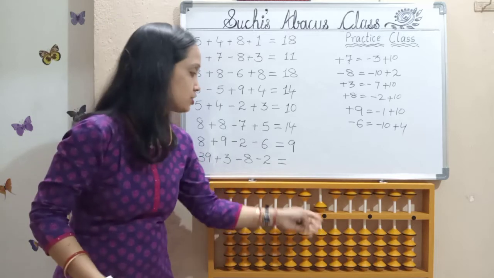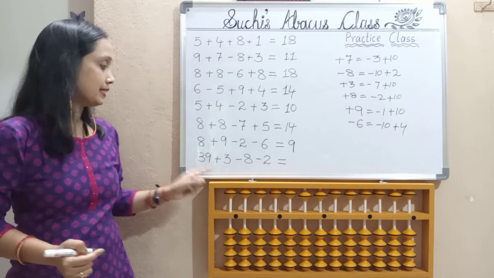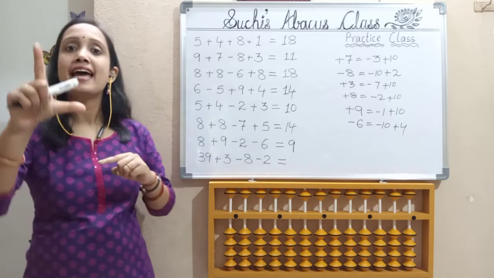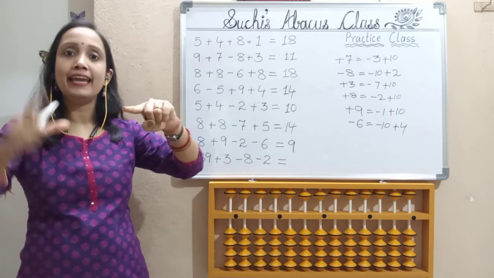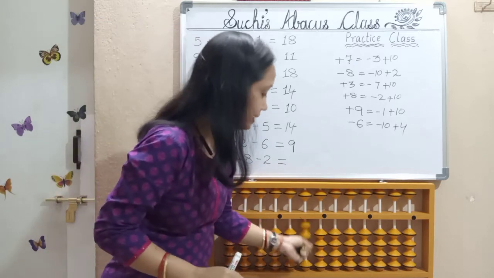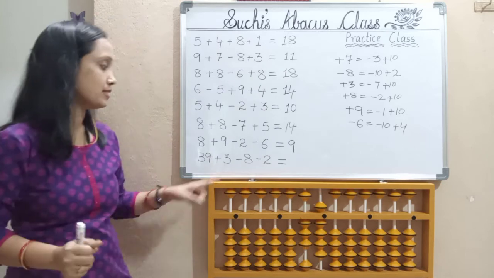Next, the last one, 39. Here see, it is double digit. So, we should use our left hand for the 10's place and right hand for the 1's place. Left hand 30, right hand 9, pinch in. Left hand index 30, right hand 9, 5 and 4 combination, pinch in.